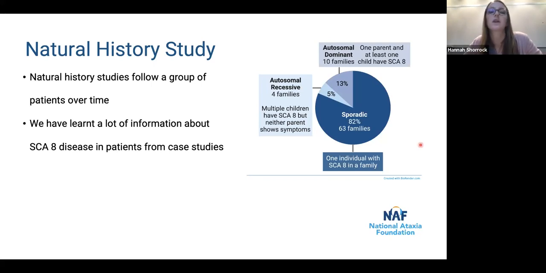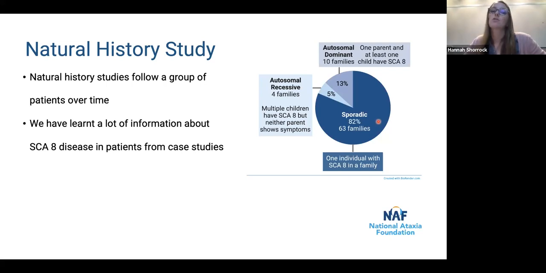And so one thing that we've learned from this case study is being able to understand how this disease presents in families. So earlier I mentioned the idea of reduced penetrance, where multiple people in a family might have the repeat expansion, but maybe only one of those individuals actually develops SCA8 symptoms. And so that would be an example of reduced penetrance. And those families could be said to present sporadically. And so in this cohort of 77 families, that was actually the case for 63 of the families.